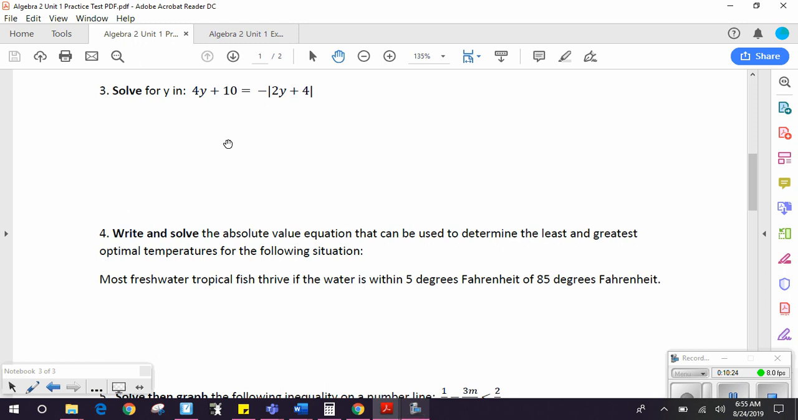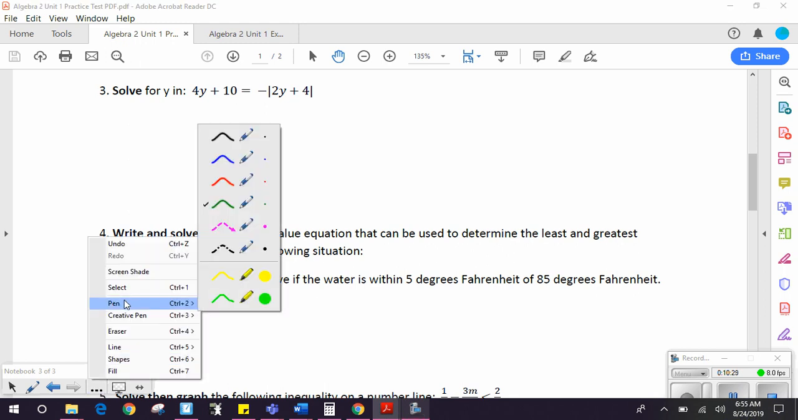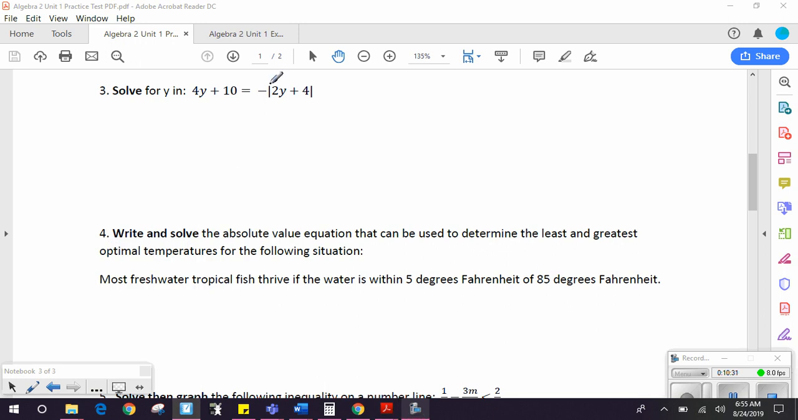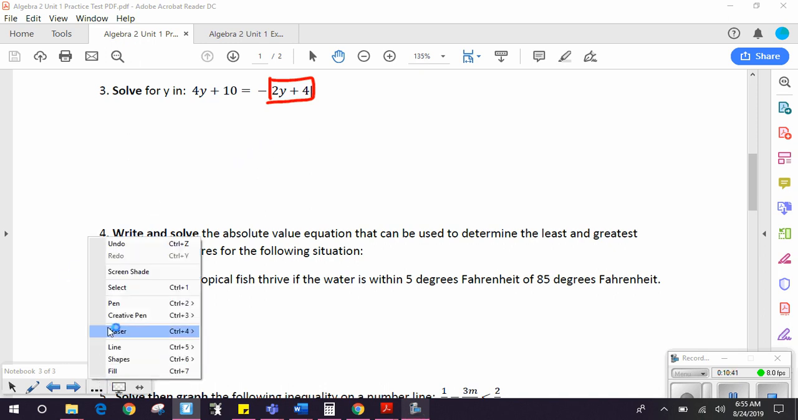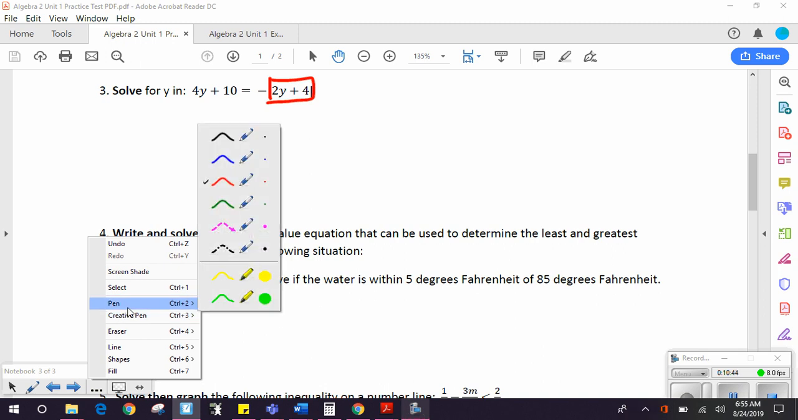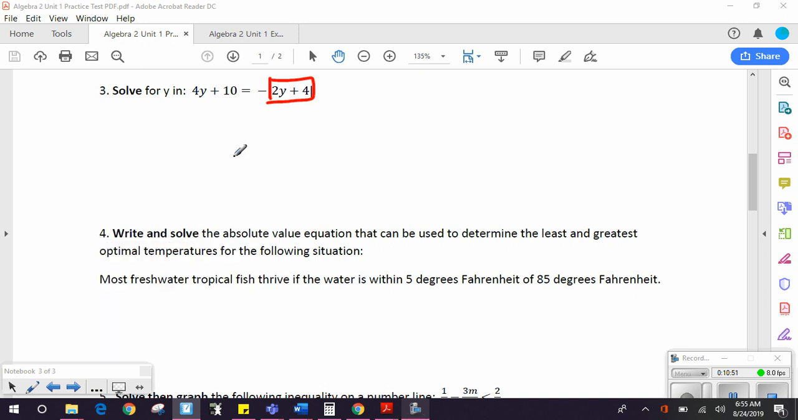For number 3, we have another absolute value equation. Again, I highly recommend you draw a box around it. And then first ask yourself, is the box alone on that side? And no is the answer to that question because of the negative sign in front. So you would have to divide by -1 with everything. And when you divide by -1 with everything, you should know that every sign will change.